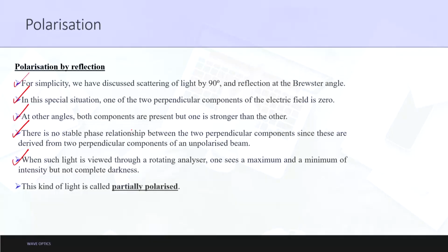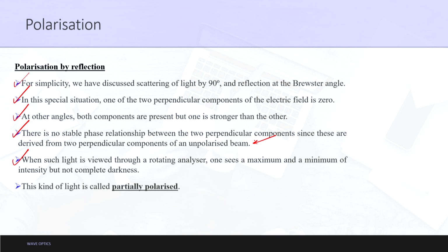Because they are not of the same phase, the value can't be 0, because destructive interference won't occur, and therefore we can't see complete darkness. Only the intensity can be minimum, so that some light will still be visible, and at some point a major brightness can be visible. This is what is being explained here. Why is it happening? Because there is no stable phase relationship. And why is there no stable phase relationship? Since these are derived from two perpendicular components of an unpolarized light.